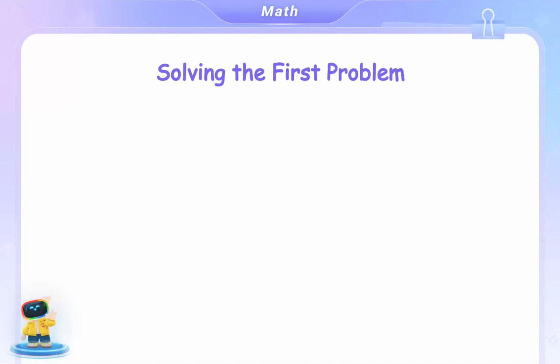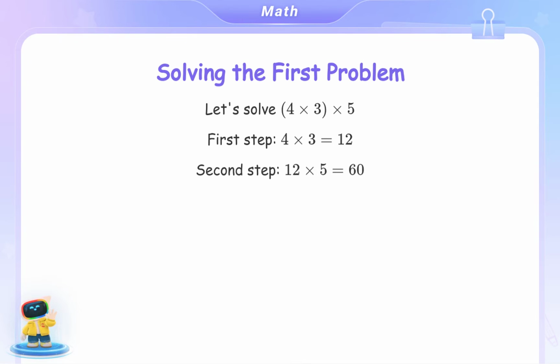Solving the first problem. Let's solve 4 times 3 times 5. First, multiply 4 times 3 equals 12. Then, multiply 12 times 5 equals 60.